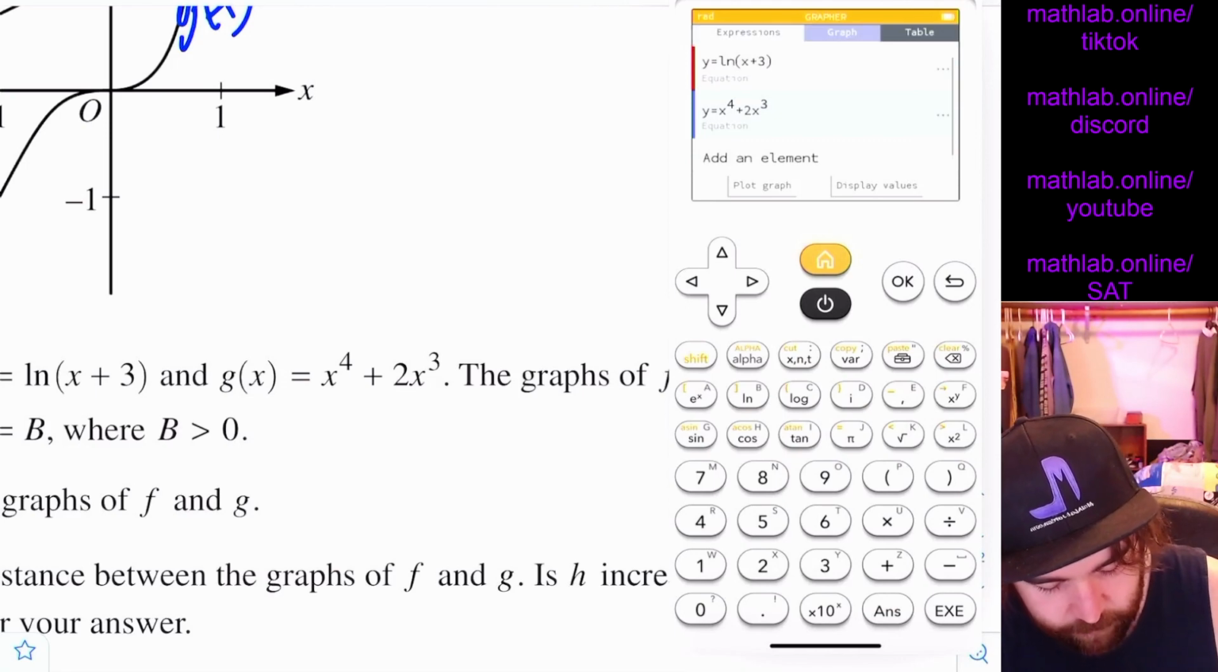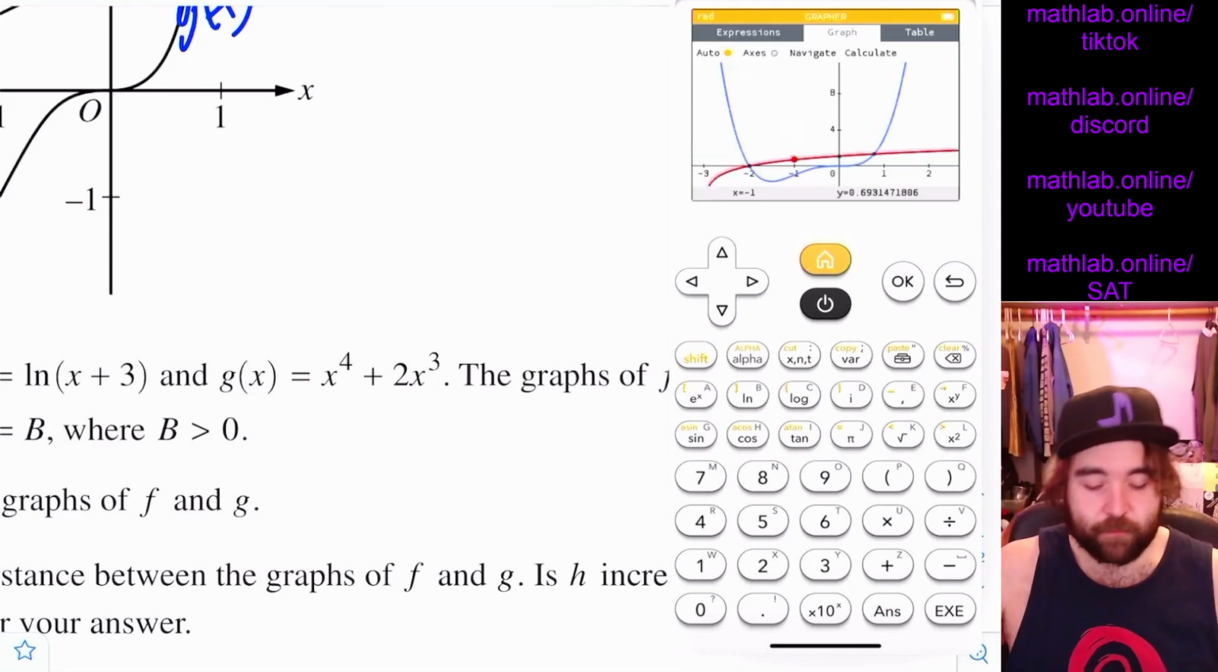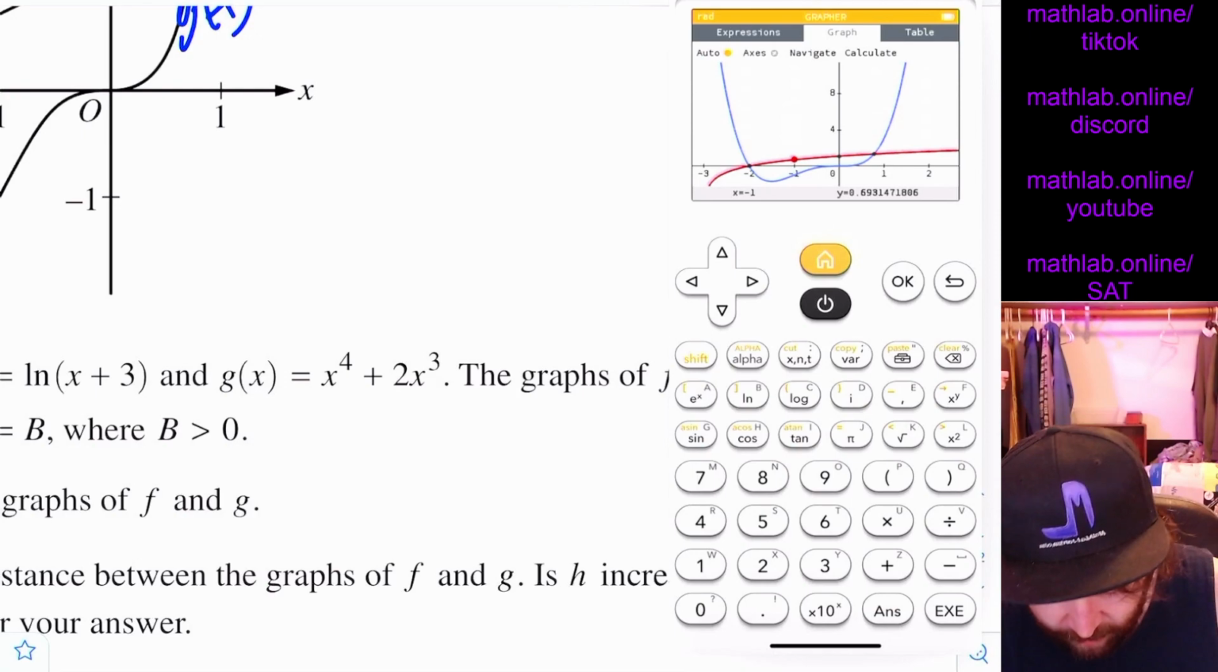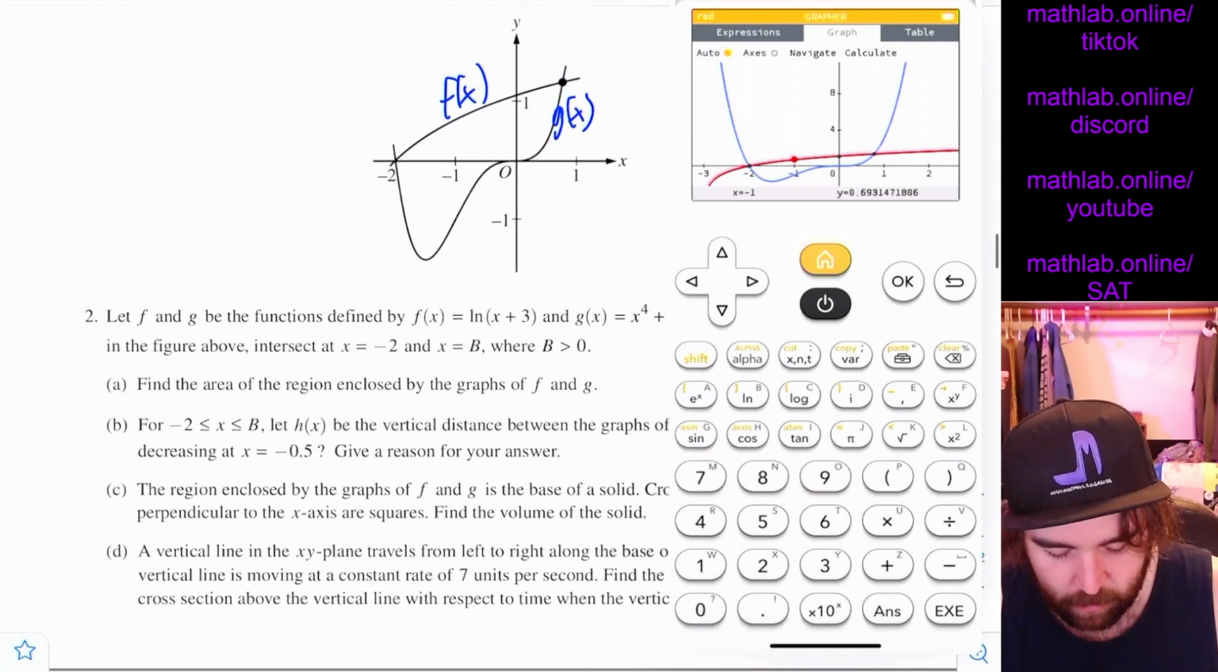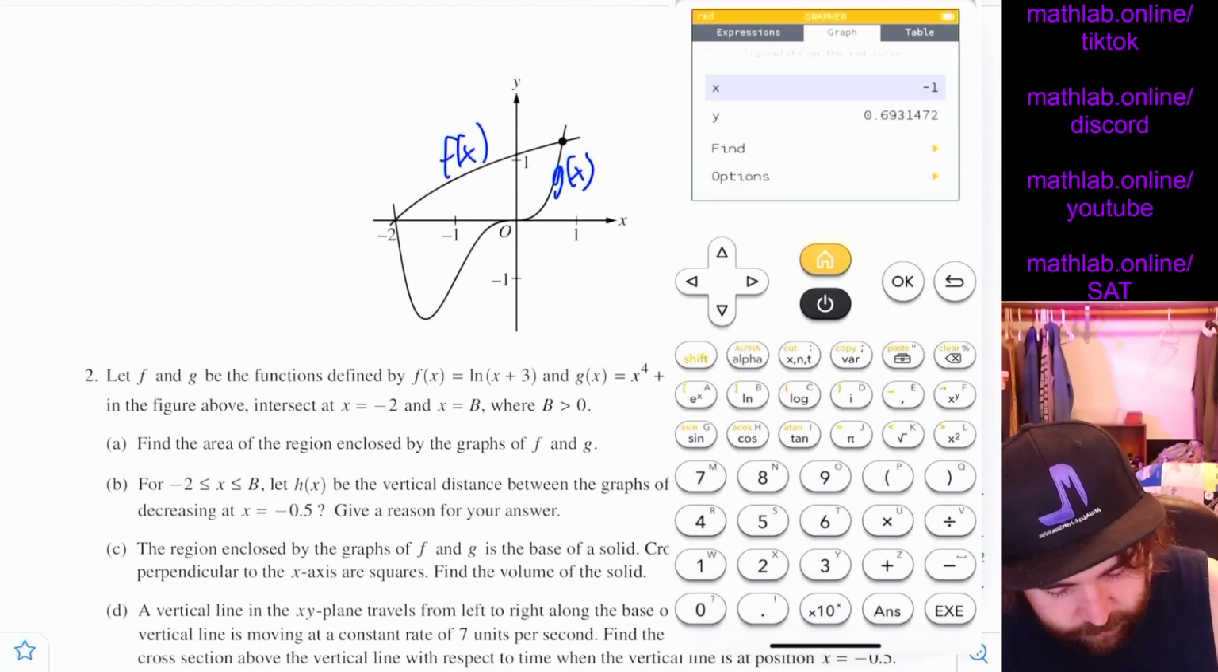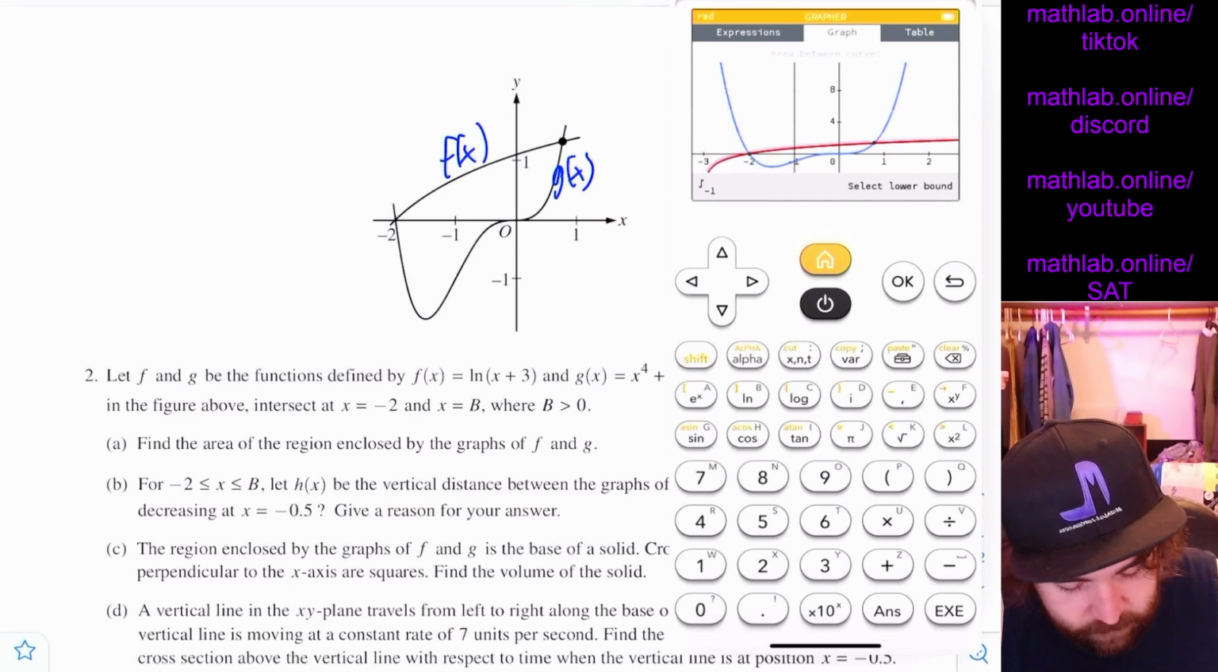Go to the graph, and there's our graph. Gorgeous. So now what we're looking for is find the area enclosed by the graphs. So on NumWorks, we can go here, toolbox, find area between curves.